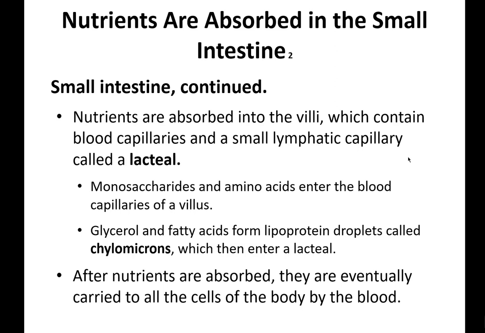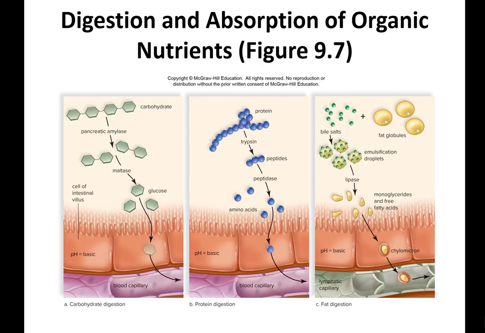Monosaccharides and amino acids enter the blood capillaries of the villus, whereas glycerol and fatty acids form lipoproteins called chylomicrons, which then enter the lacteal. After nutrients are absorbed, they are eventually carried to all cells of the body via the blood. Here's a picture showing you how the transport and absorption occurs.